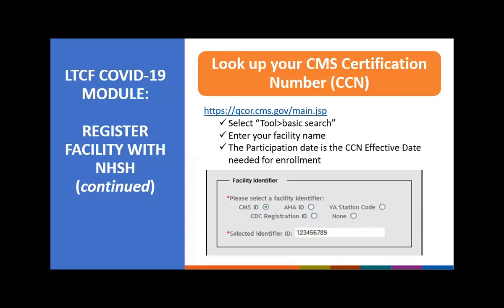But here's the link. You will select tools, do a basic search, enter your facility name, and hopefully you will be able to find your facility, and then you can enter your number. Now, if for some reason you are not able to access your CCN number, you can't find it in this list, you're a new facility, whatever reason, it is okay to request a temporary ID number from NHSN, so a temporary CDC registration ID from NHSN to get you through enrollment, okay?